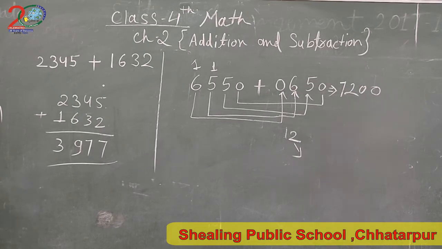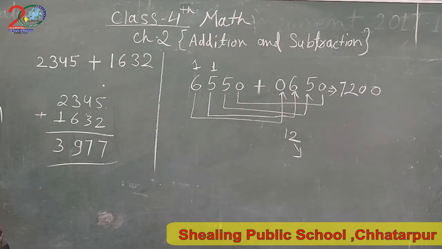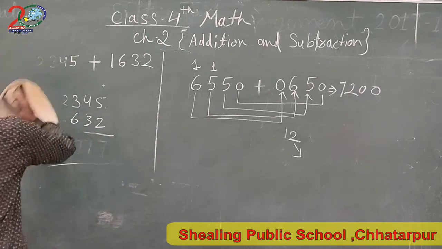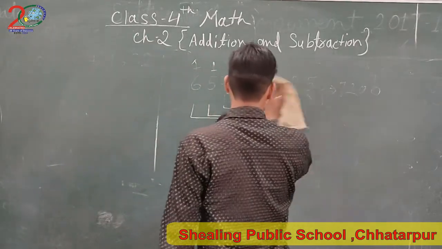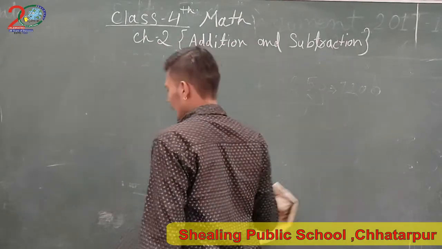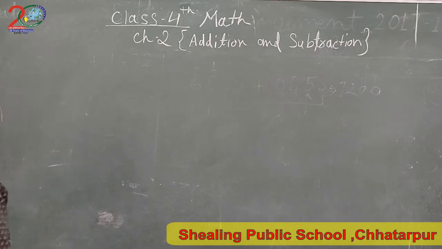Now one more, it's rounded form. Okay, what? Rounded form. How to add the numbers in rounded form. Add the numbers in nearest or rounded form. Okay, what? Nearest and rounded form.